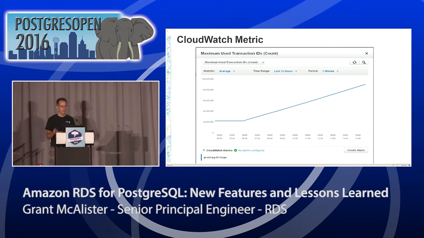And one of our best changes, I think, is that we now have a CloudWatch metric that shows you the maximum used transaction ID. So this is the highest one out of all the databases. And you can essentially set an alarm or monitor on this now to see where your database is. And this is actually just a nice idea in general. Greg, you have a question? Yeah.